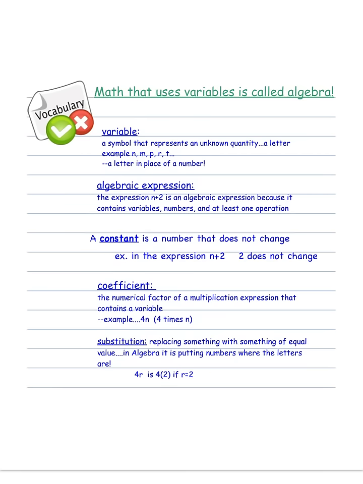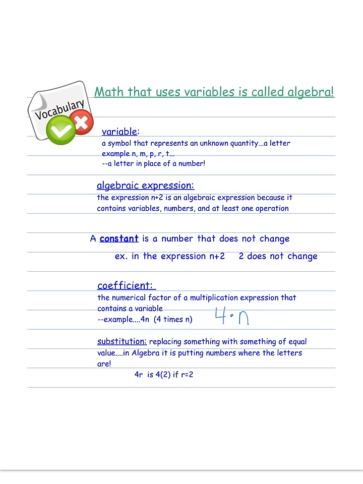Next word, coefficient, the numerical factor of a multiplication expression that contains a variable. So, for example, we have 4n. That means 4 times n. So anything that is attached like that, there's actually a multiplication symbol in between there that we do not see.